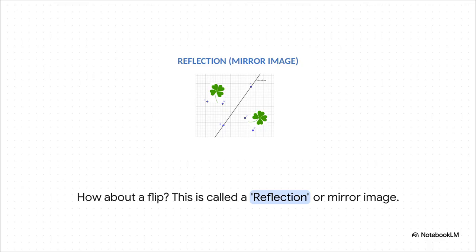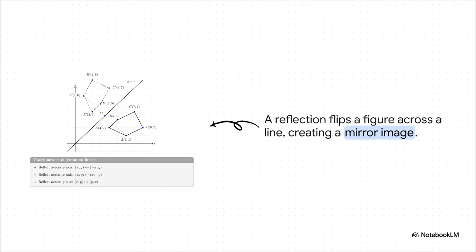Okay, so what about a flip? Well, in geometry, we call this a reflection. And the best way to think about it is like a perfect mirror image. You can see it here, right? The clover on the right is a perfect mirror version of the one on the left, flipped right across that center line. Now, on the coordinate plane, this gets really precise.